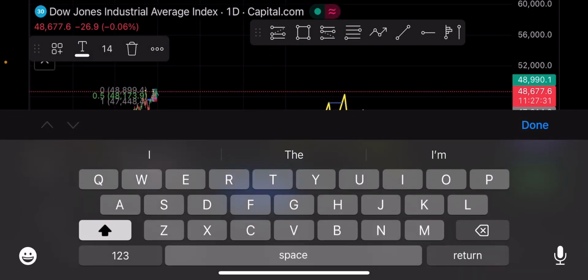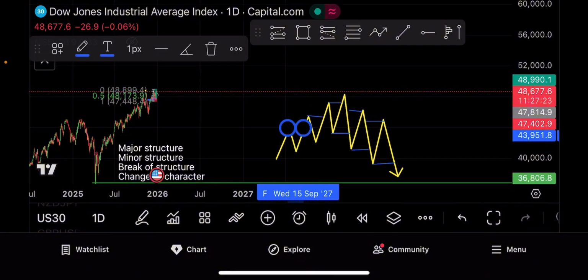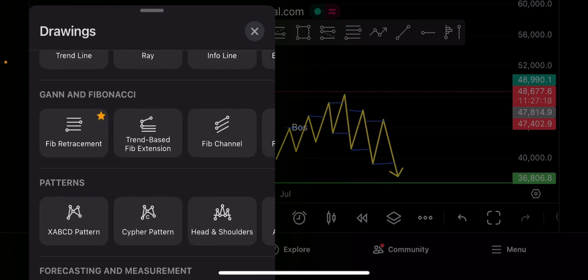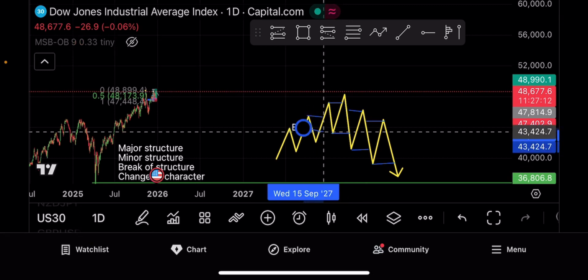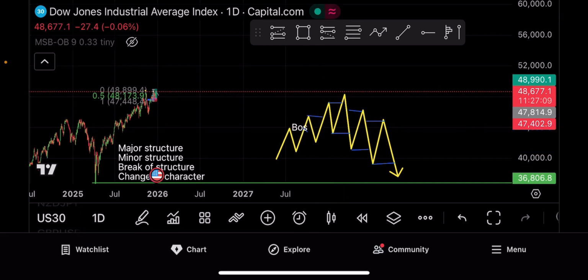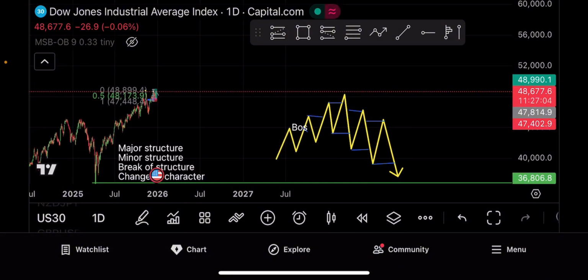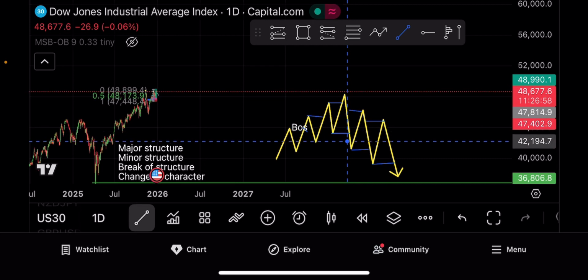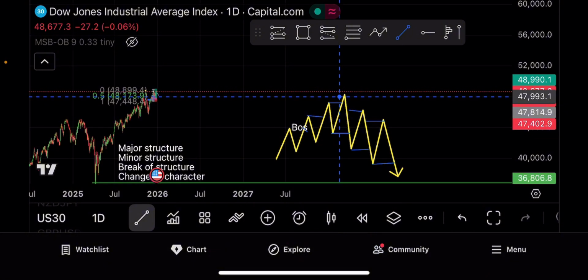We have microstructure. This is just me. I hope you get it. At this point, we have break of structure, break of structure, break of structure, break of structure. Then on the down part, we have a change of character at this point where the movement changed from higher low to lower low, lower high, lower low, lower high. I hope you get it now.